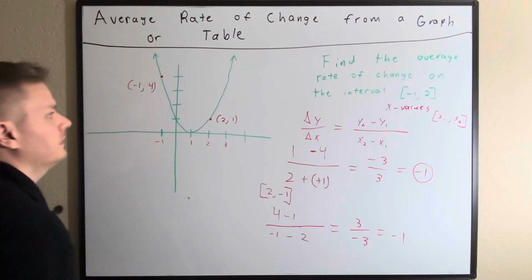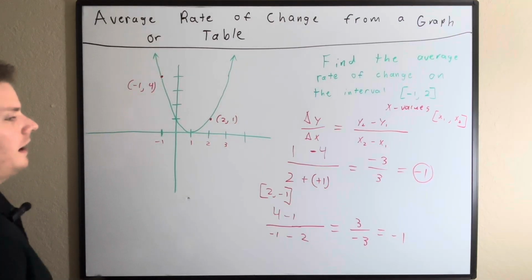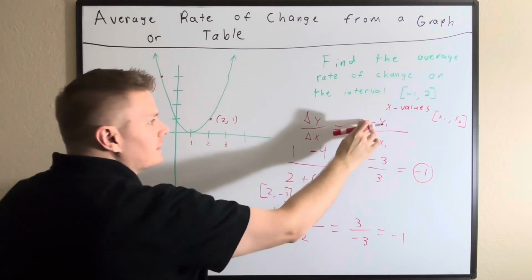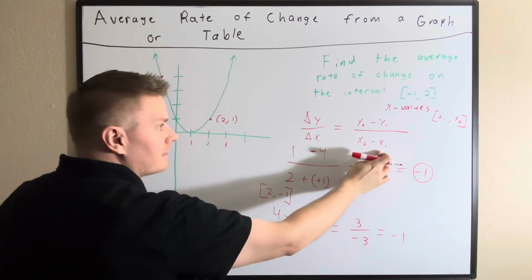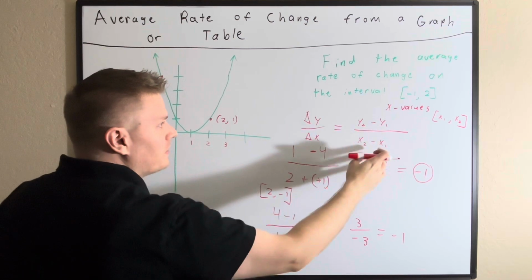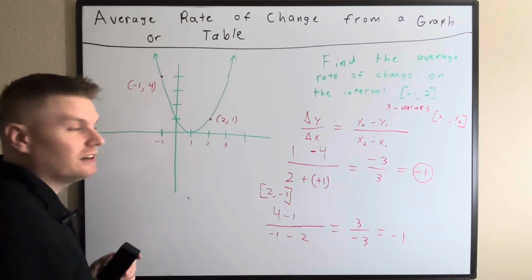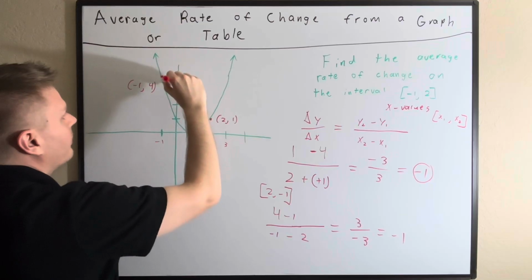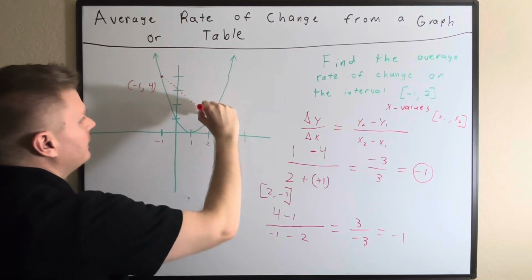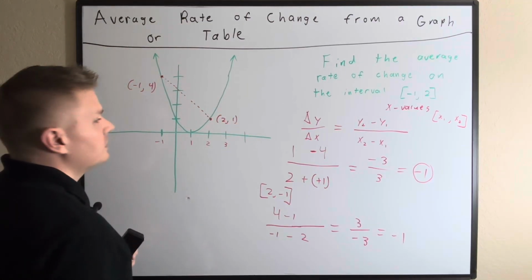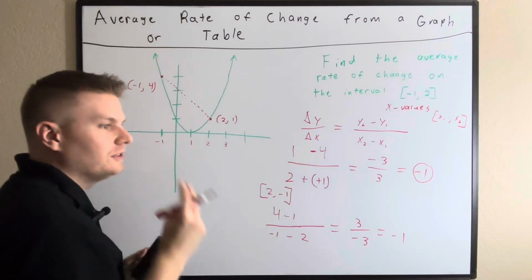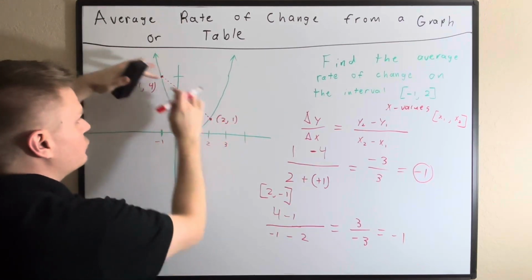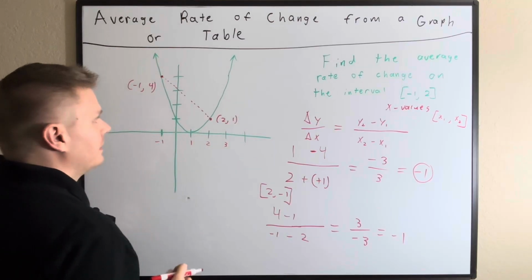All right, I also want to point something out here. You might realize that this kind of looks familiar. This whole formula that we've been using to find the average rate of change, it's because what we're doing is we're finding the slope. We're using 2 points to find the slope of a line that's joining those 2 points.